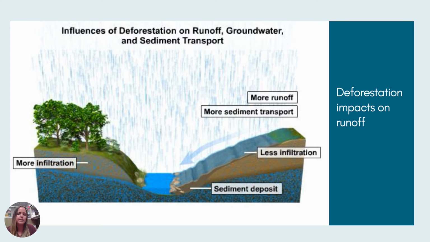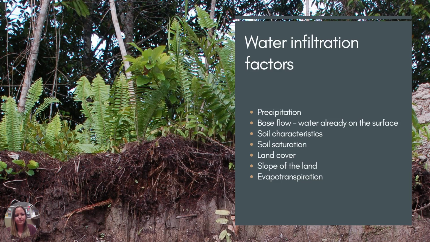So if we deforest or we do construction, we're losing a bunch of vegetation, and the vegetation helps with infiltration. And so if we deforest a bunch of areas, we're just going to see a lot of runoff, and that runoff is going to also take loose sediment with it, which is a problem.